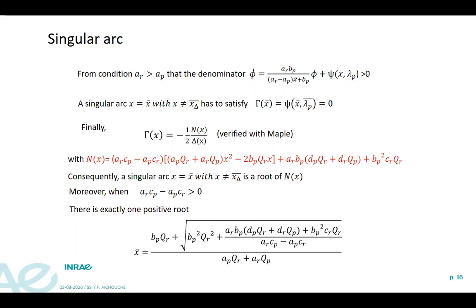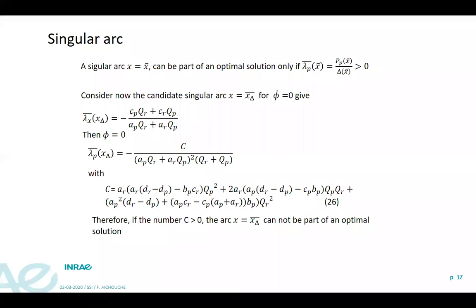A singular arc x equal to x bar, with x different from x bar delta, has to satisfy psi equal to 0. Consequently, the singular arc x equal to x bar is a root of n of x. Moreover, when the condition AR CP minus IPCR is always positive, there is exactly one positive root, given by x bar. A singular arc x equal to x bar is part of an optimal solution if the adjoint vector is positive, lambda p superior to 0.